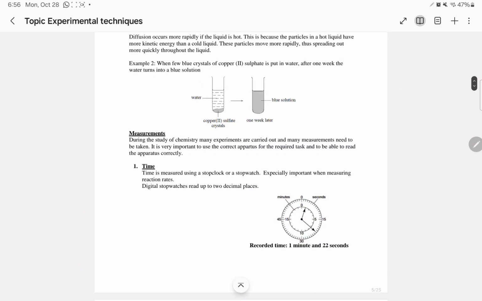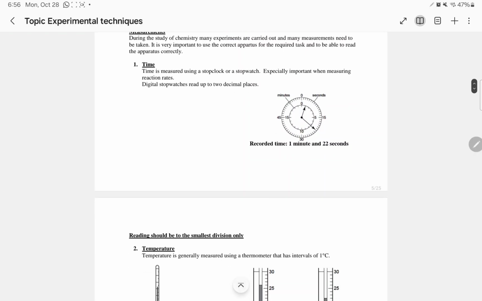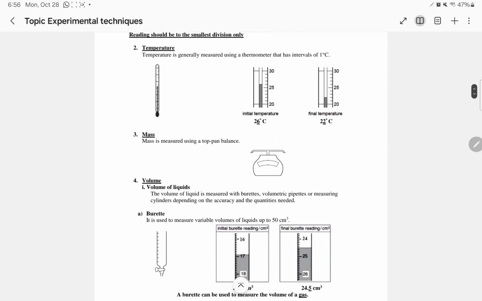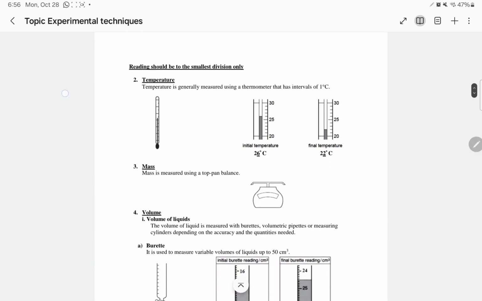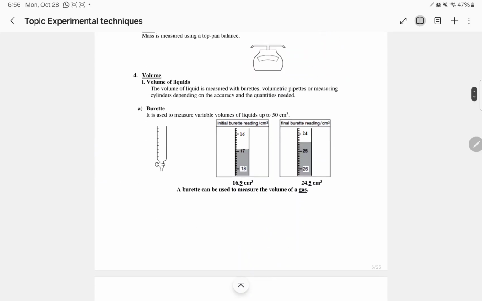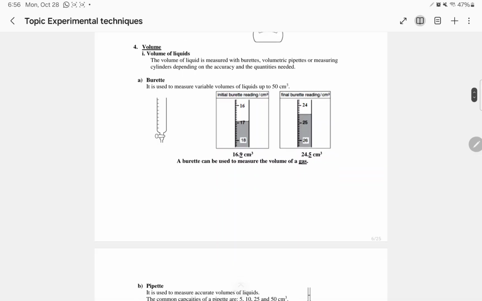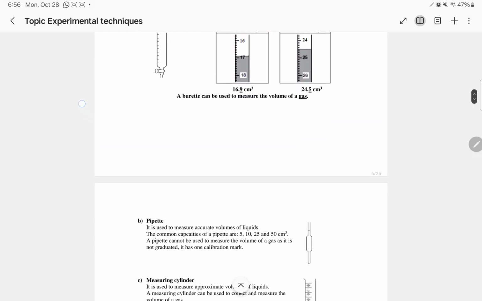So when we are studying chemistry, we need a lot of things. We need measurements. Our measurements could be time. Time is usually with a digital stopwatch and to 2 decimal places. We have temperature. It should be to the smallest division, usually with a thermometer. Mass with a balance, top pan balance. Volume: volumetric pipettes, measuring cylinders, depends on the accuracy you need. Burette, very accurate up to 50 centimeter cubed. And a burette can be used to measure the volume of a gas.